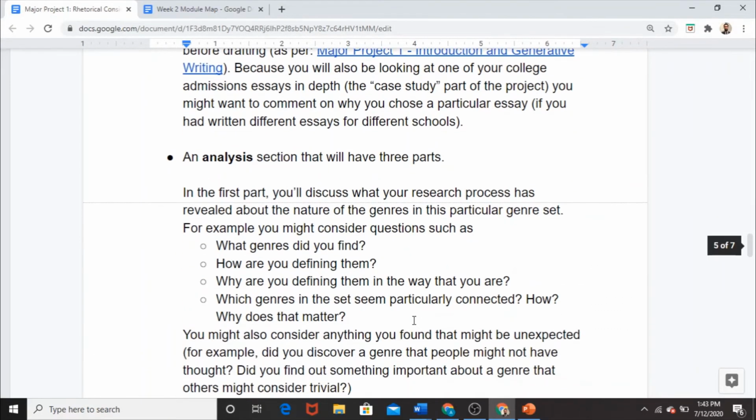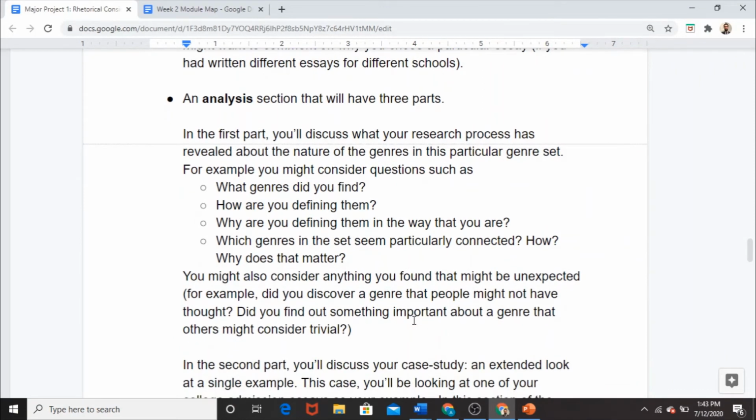You'll then move into analysis, which is going to have 3 parts. In the first part, you're going to talk about the different genres that you identified, why they matter, how they connect to each other. And I've given a couple of questions for you to think about here, though these are certainly not all of the questions you might respond to, and I might even think of more and add to them over the next day or so.